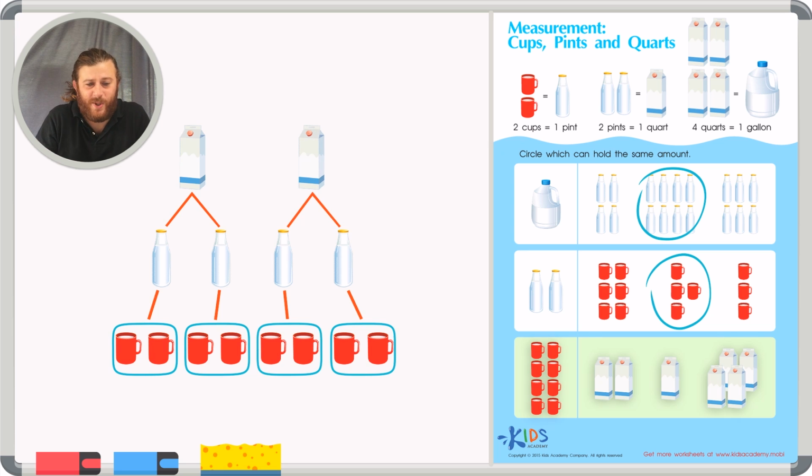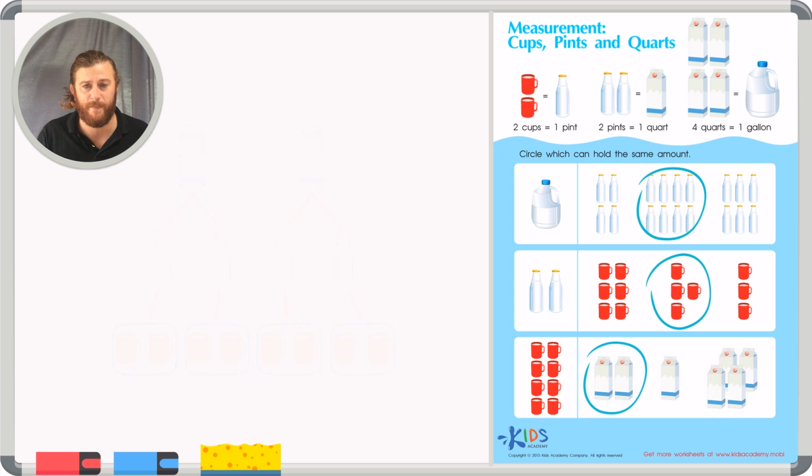So how many quarts do we have in total? Let's count them up. That's 1 quart, and there's 2 quarts. So we have to look and find the picture with two quarts. And of course, that's our first answer choice. So let's go ahead and circle that.